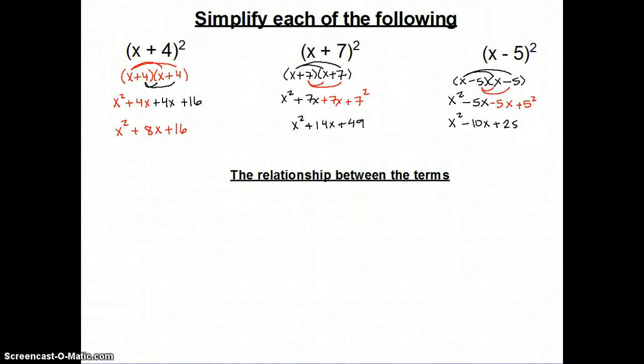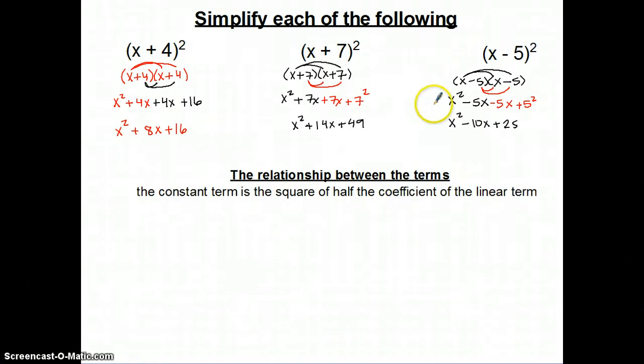Now I'd like to take a moment and look at the relationship between these terms. The relationship is that the constant term, so this term on the end of each expression, is the square of half the coefficient of the middle term. So if I take 8 and divide it by 2, I get 4. If I take 4 and I square it, I get 16.